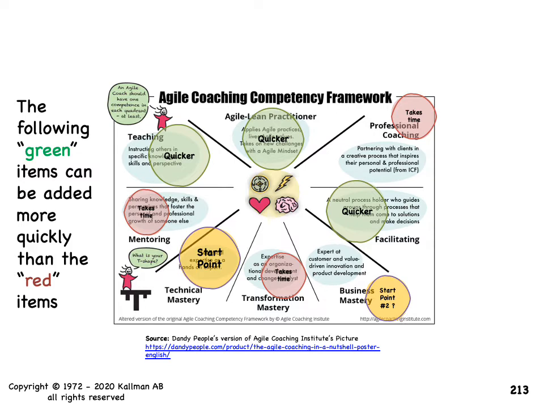Becoming an Agile Lean practitioner, it's maybe not as quick, but it's still quicker than becoming a mentor, because you're talking multi-years in order to obtain those battle scars. Agile Lean practitioner, you can probably get pretty quick. Becoming a good facilitator, well, if you're a team level facilitator and Scrum Master, you probably already got that one. Becoming a professional coach, again, that takes time. That takes years. That takes experience. That takes battle scars.